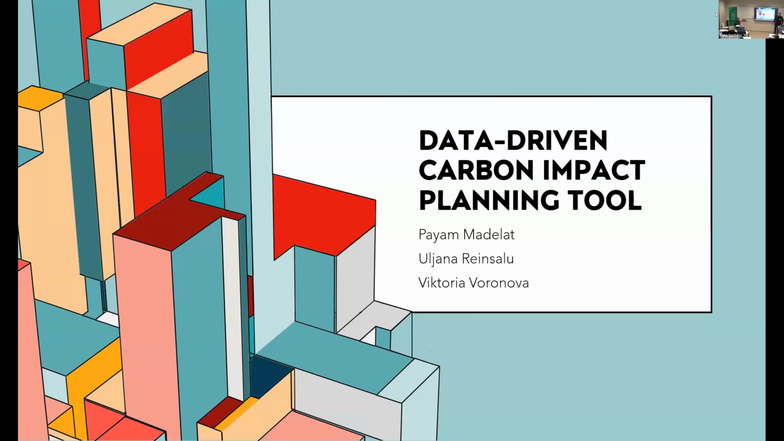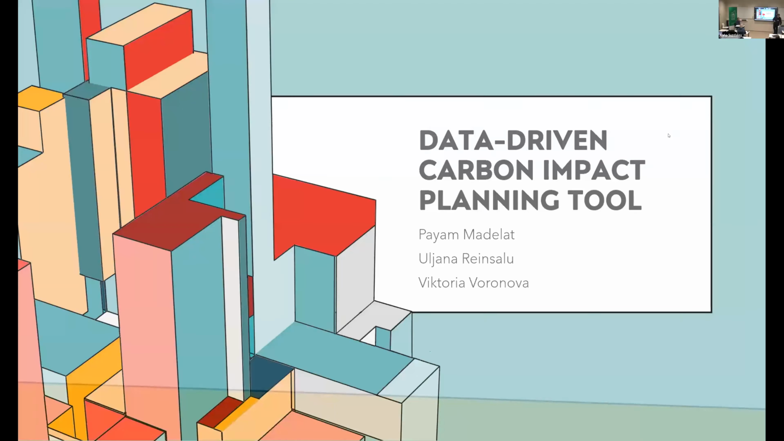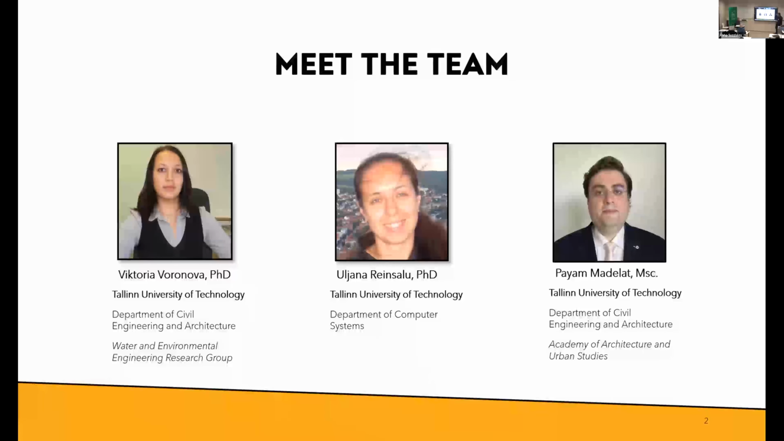Okay, thank you for the opportunity. My name is Kaija, as mentioned before. Carbon impact planning tool. First of all, let me start with introducing our team. Three departments of Caltech University are involved, and these are the representatives: Dr. Varnava, Dr. Reinsalu, and me particularly. An expert in the field of life cycle assessment, computer systems, and I'm coming from a background of computational architecture.